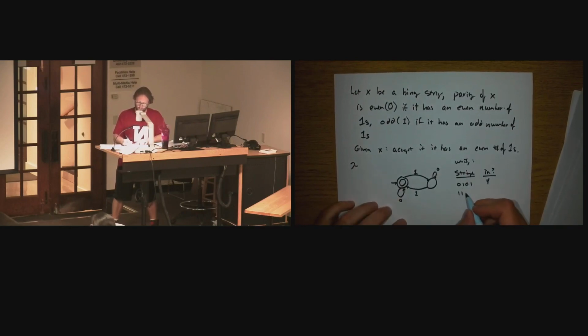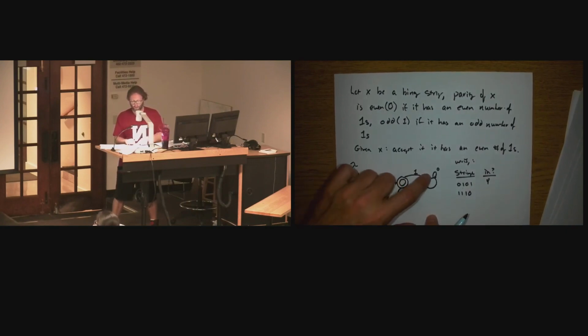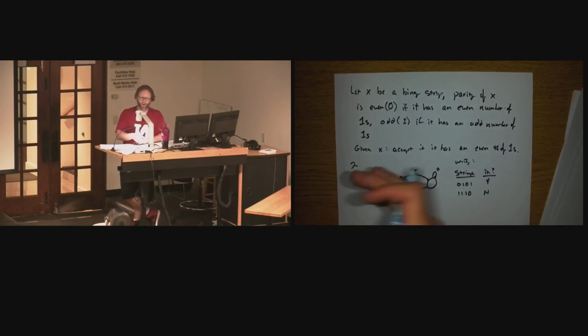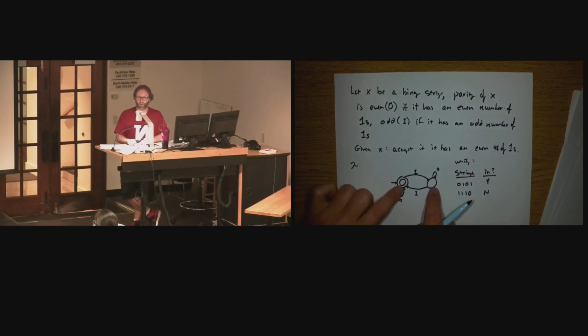What about 1, 1, 1, 0? There we should not accept it because it has an odd number of 1s. So 1, 1, 1, 0 stays in that state. So no, that checks out too because we don't want that string. Okay? If you wanted to flip all this and you want to know if it has an odd parity, then you'd be looking at the complement language. And for the complement language, all you have to do is take accept states and reject states and swap them. It's that simple. Okay?